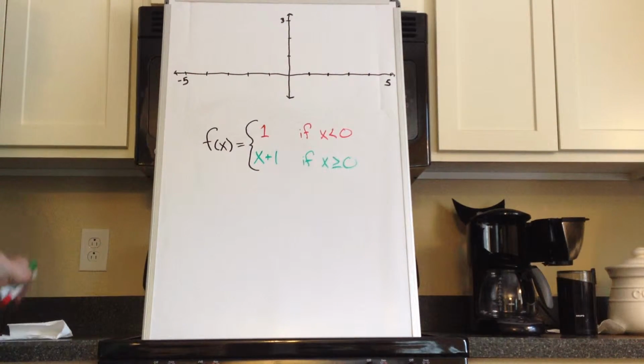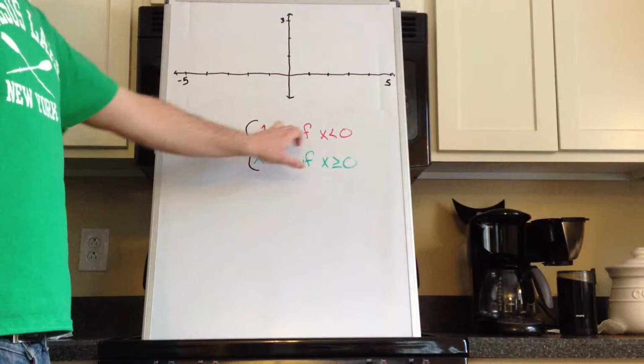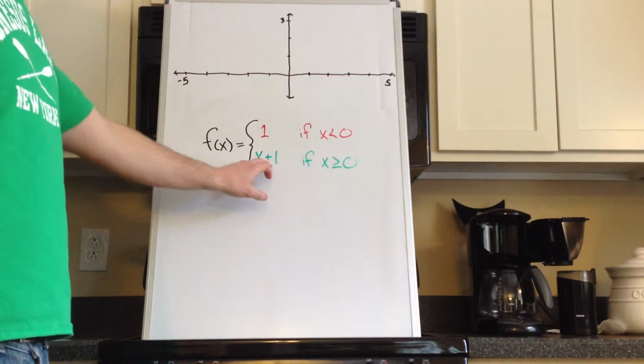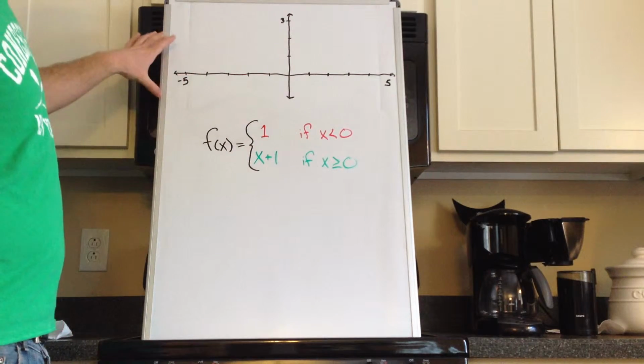This video is taking the piecewise function we have here. So this is the first rule and the first interval we're going to graph it over, and this is the second rule and the second interval we're going to graph it over. We're going to take this piecewise function and we're going to plot it on this graph.